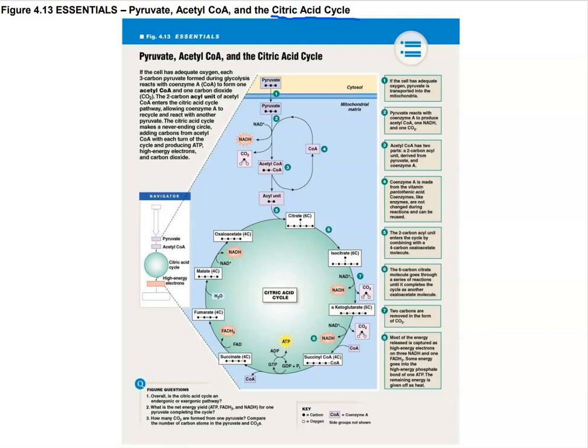So okay, here we're starting out. We have two pyruvate molecules coming from the cytoplasm, and now we need to enter the mitochondria, all the way across both membranes, and we're going to go into the interior, all the way into the interior of the mitochondria.